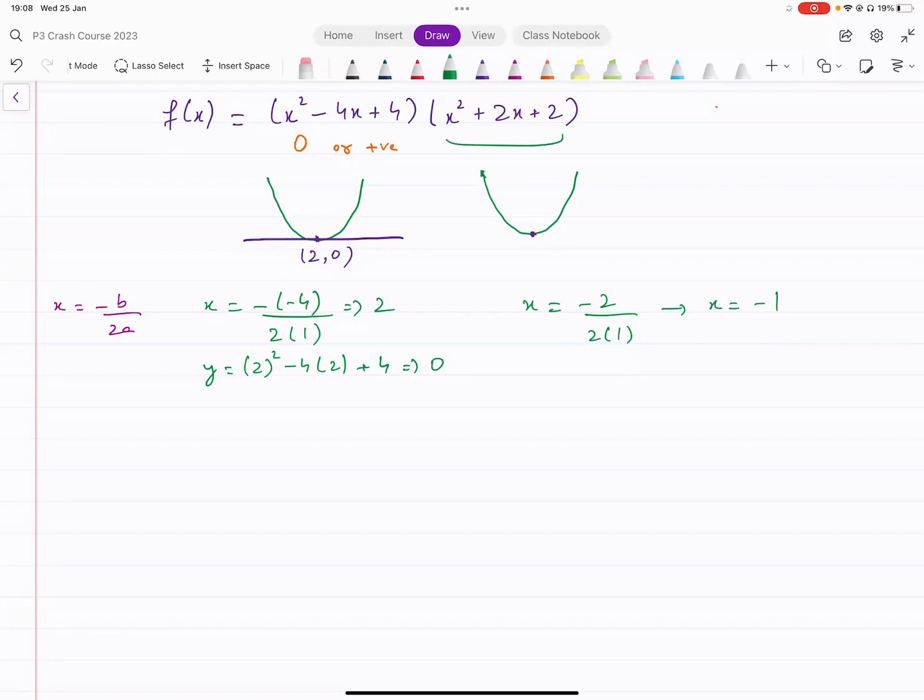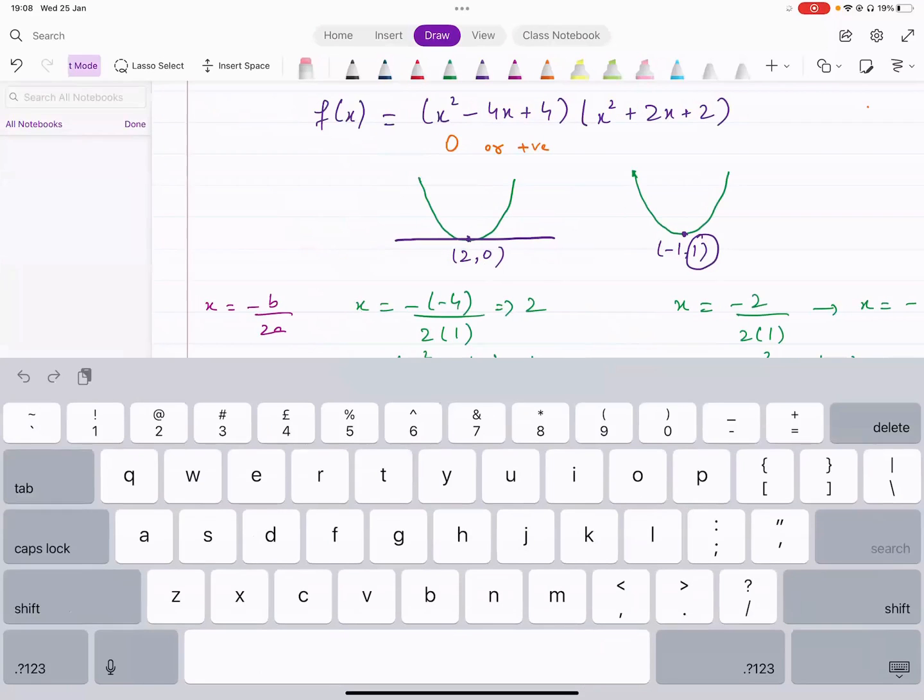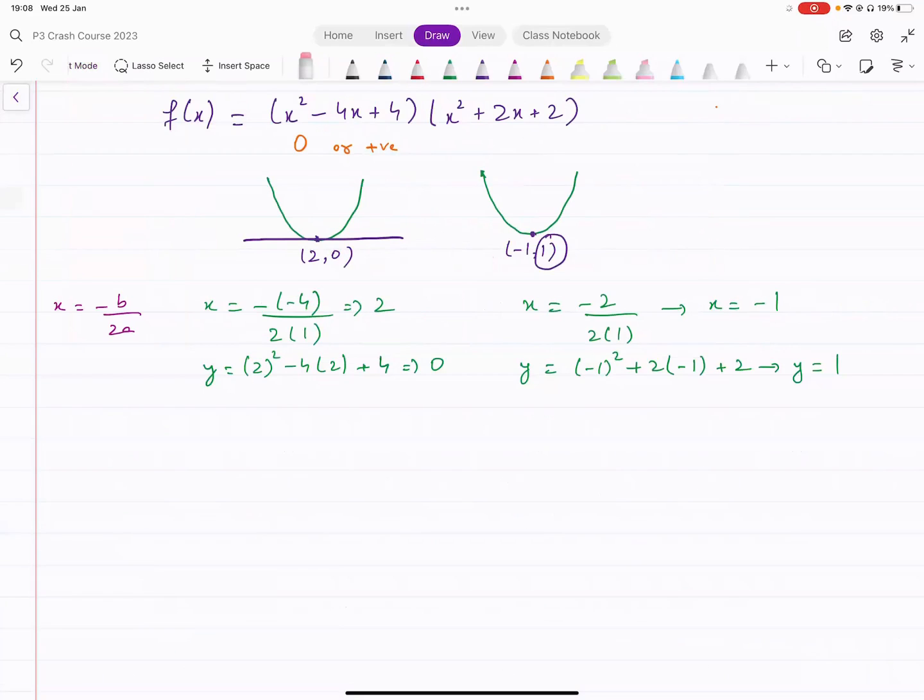Put this back in this expression. That's y equals x squared, that's minus 1 squared, plus 2 into minus 1, plus 2, and that gives us y equal to 1 minus 2 plus 2, that is 1. So this turning point is minus 1 and 1. Where's the x-axis going to be for this? You see the y coordinate is 1. That means it's something positive, right? We look at the y value to figure out the value of the function. In this case, since the y value is positive, that means the x-axis is going to be below this.